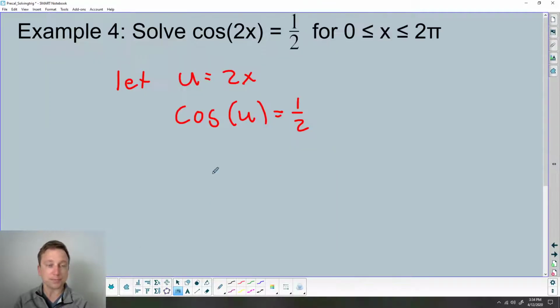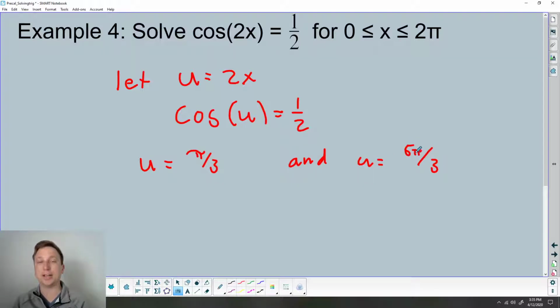So here we can say u is equal to pi thirds, and u is equal to 5 pi thirds. We don't have to worry about any other values because if I go another revolution around the unit circle, I'm past 2 pi. Or if I go in the opposite, clockwise direction around the unit circle, I'm below 0. So we're only bounding this in a domain between 0 and 2 pi. So our answers can only fall between 0 and 2 pi.